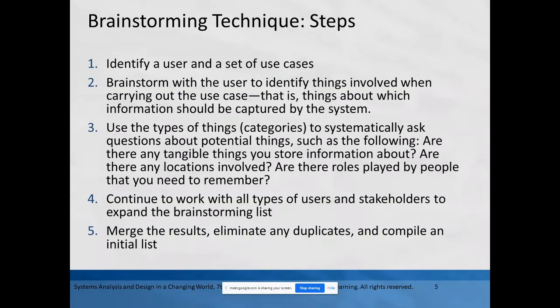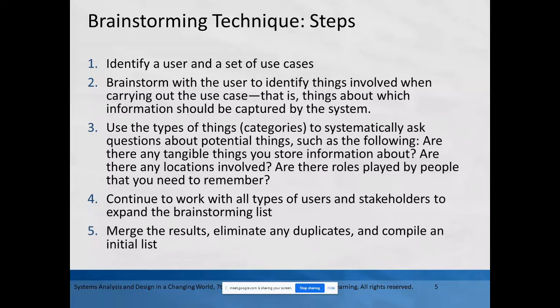You'd identify a user and a set of use cases. Clearly, that's been done by this point. You have your use cases and actors already determined. Brainstorm with the user to identify the things involved when carrying out the use case. So you see, with this brainstorming technique, you're taking a step back into additional requirements gathering, which isn't necessarily a bad thing, except that it can be time consuming. You've already done a whole set of interviews up to this point. Now you have to go back and do additional interviews to talk to them about, okay, we've identified this use case as something that you do. Tell us everything about it. What are the things involved when you're doing this thing?